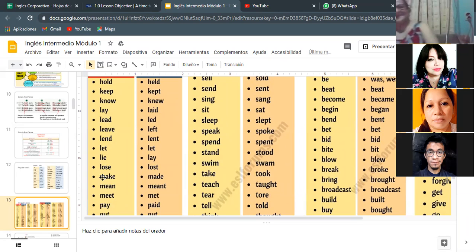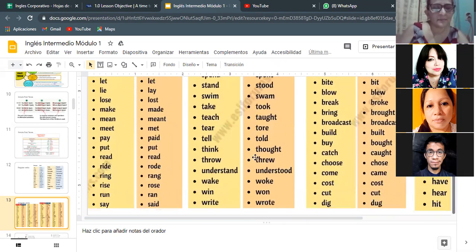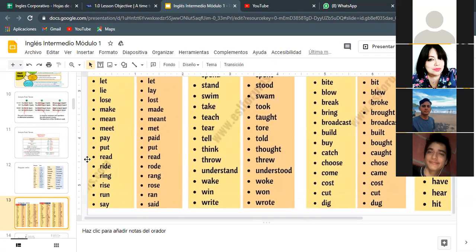Okay, the next one is make. What is make? To do something, right? That is easy. Made is for Elvis. I made my homework. Good. I made my homework. Then we have mean. This is an interesting one. Do you know what is that?